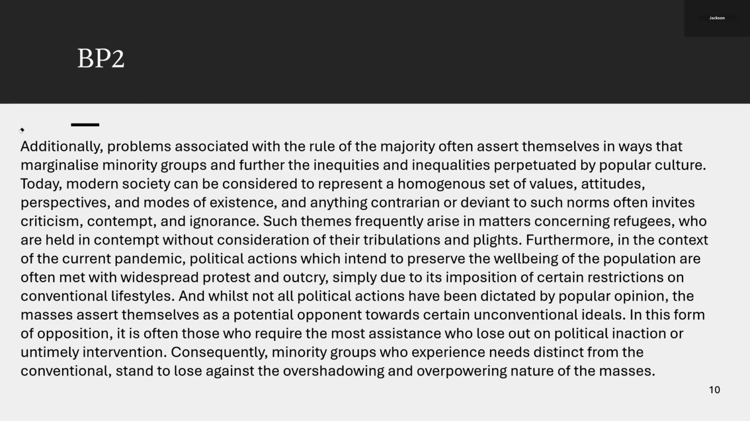Get rid of all this. So, in terms of wordiness, what I mean by this is the words themselves, there's no issues, but there are too many of them. Additionally, problems associated with the rule of the majority. So we just say, additionally, the rule of the majority, get rid of that. Oh, it's definitely a better way I could have done that. Problems associated, so here. Additionally, the rule of the majority marginalizes minority groups and furthers the inequities and inequalities perpetuated by popular culture.